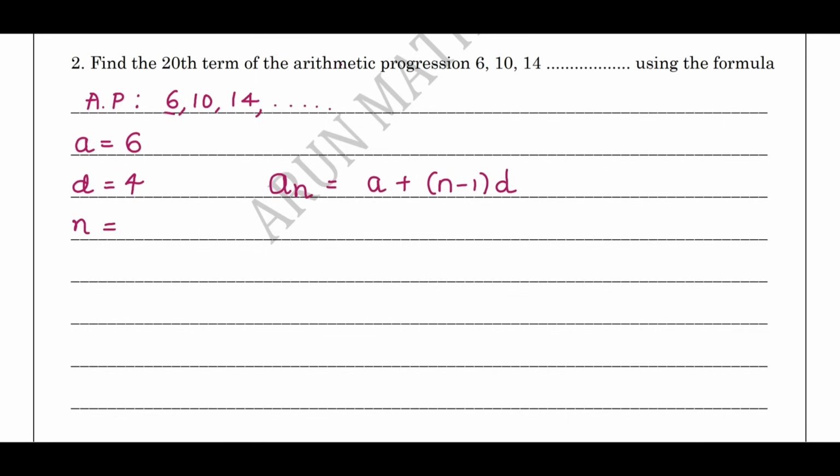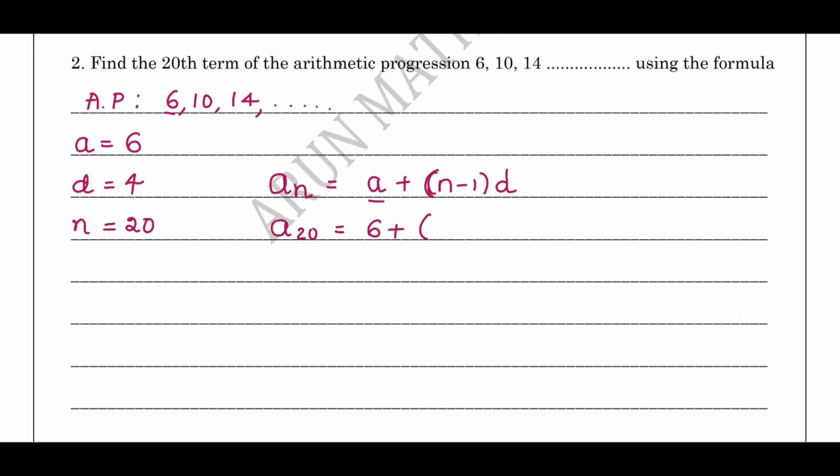N, what is the value of n? It is 20. We need to find out the 20th term. Therefore, n equals 20. Now, substitute a, d and n in this formula. A20: replace n by 20. What is the value of a? It is 6. 6 plus, we have a bracket.